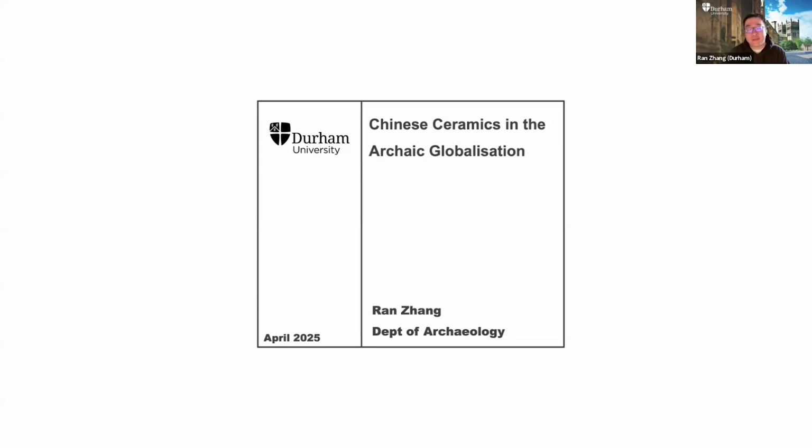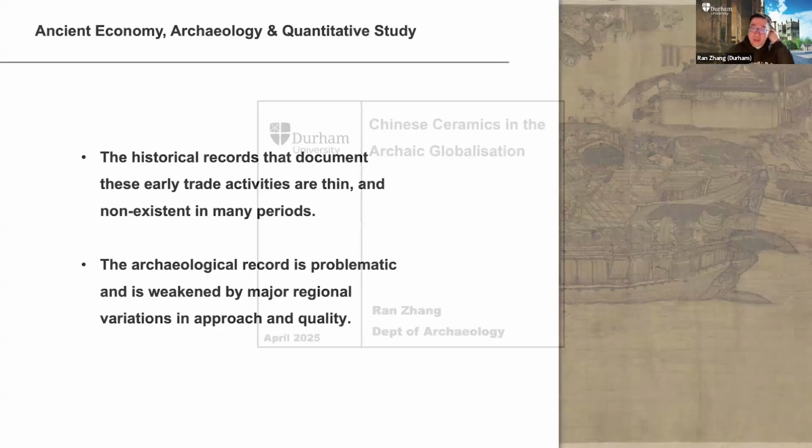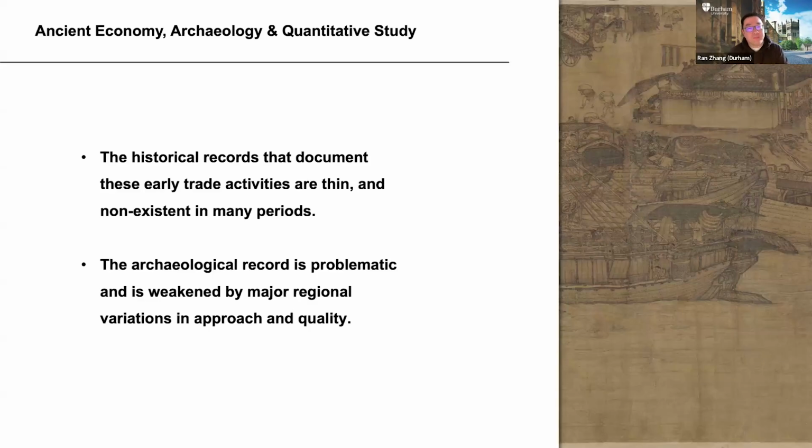And I want to present this topic within a framework of archaic globalization. I would like to start with a very short and general introduction about the ancient economy, archaeology, and quantitative study. I think it's really true that in ancient economic study, history is the most important part in our understanding, whether in China or worldwide. But when we look at the details, for example, the merchants' behaviors in the past, the trading modes, and competition in the market, sometimes we don't have a very strong historical record, especially before 1600.